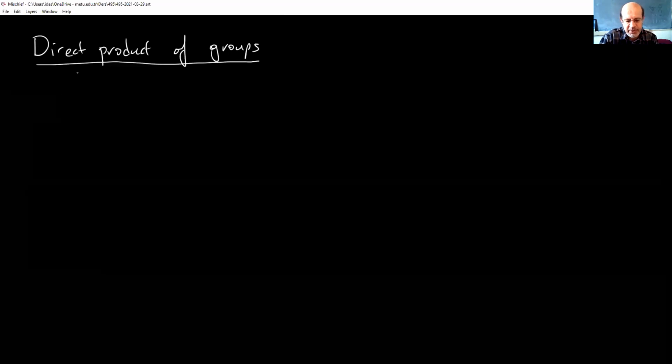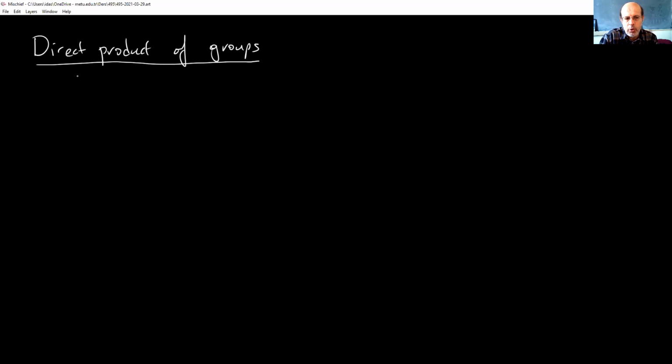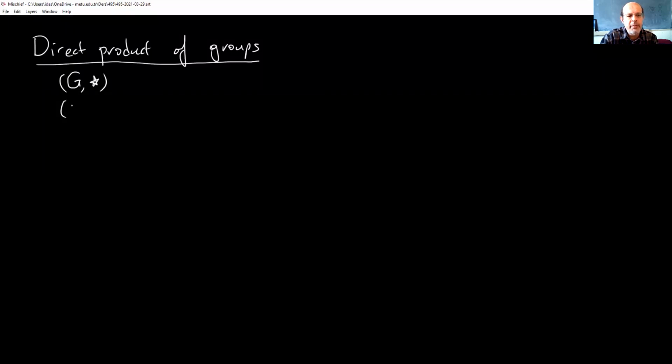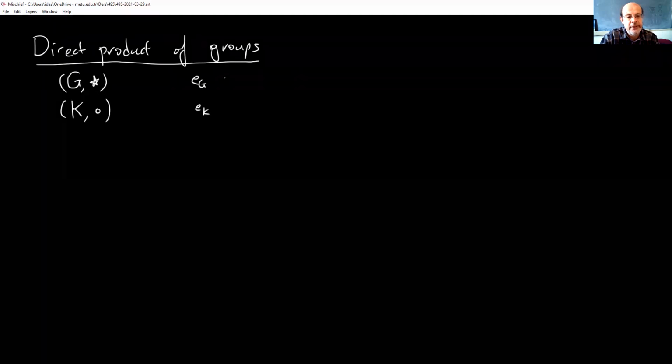So in that case, I'm just going to go back to the old notation of showing the operation explicitly, all right? So let's say that I have two groups. I'm going to call them G and K, for example. Let's say that K has an operation which is shown by O, and G has an operation shown with star. So let's say that the identities in here are e_G and e_K.